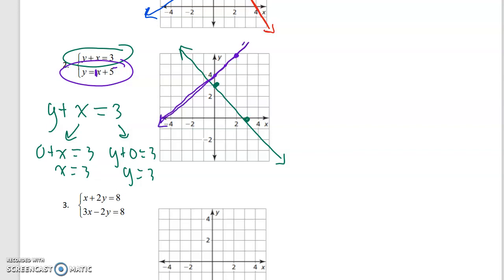all right, so this is a little trickier. It's not going to be right on a perfect point of intersection. It looks like it's -0.5 and then 3.5.